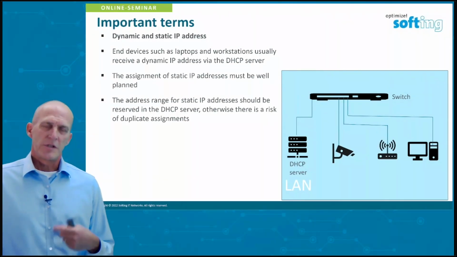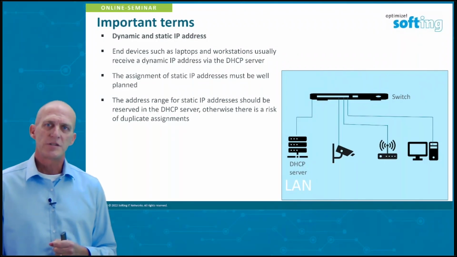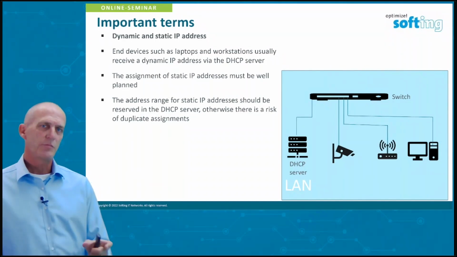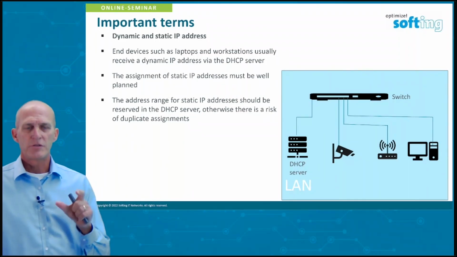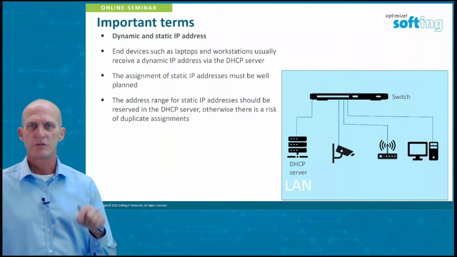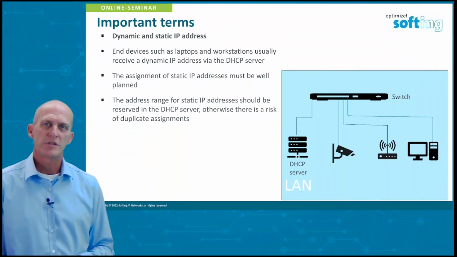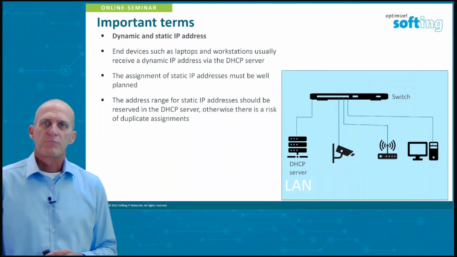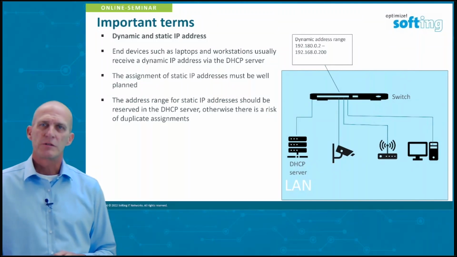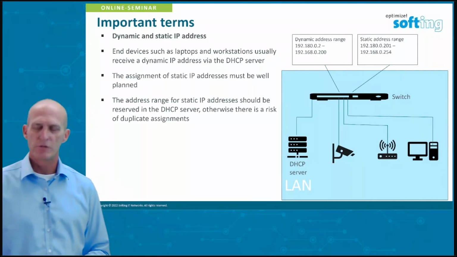It's preferable, or actually advisable, that the address range that you use for static IP addresses should be reserved on the DHCP server. For example, the DHCP server only gives dynamic addresses up to, for example, 192.168.0.200, and everything beyond 200 is reserved for static IP addresses. So in this, you see the example here on top. So dynamic addresses up to 200 and static IP addresses above 200, for example.